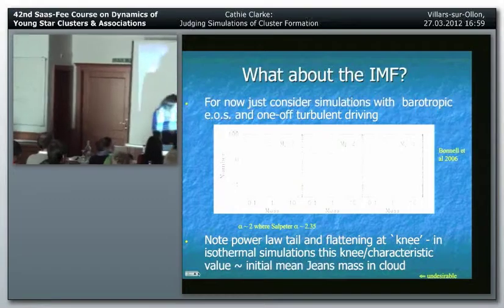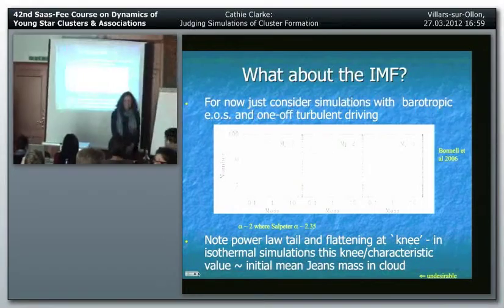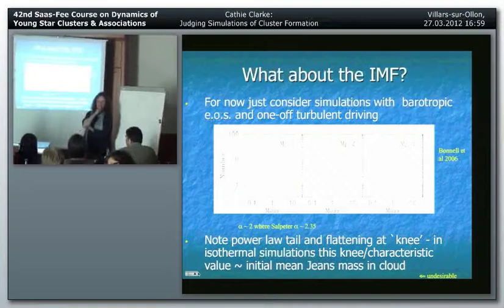Yes. So before we talked about mass aggregation and about the position of the massive stars.